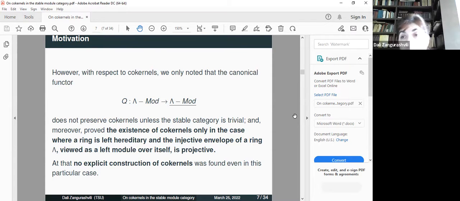But with respect to the existence of cokernels, the main question that arose, we proved its existence only in the very, very particular case where a ring is left hereditary and the injective envelope of a ring lambda viewed as a left module of itself is projective. At that, no explicit construction of cokernels was found, even in this particular case.